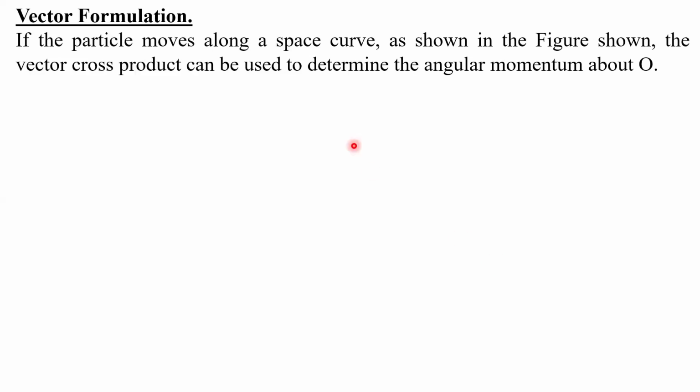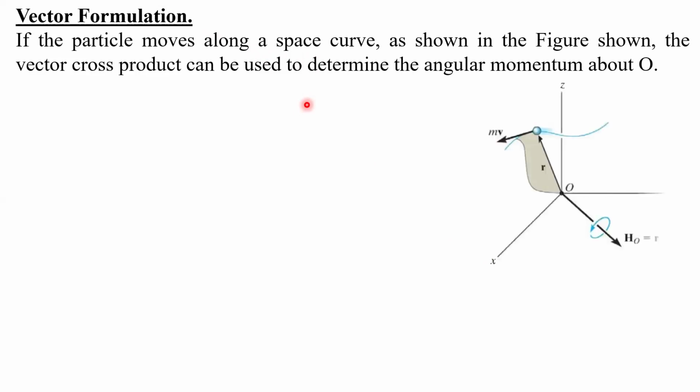So let's now look at vectoral formulation of angular momentum. If the particle moves along a space curve, as shown in the figure, the vector cross product can be used to determine the angular momentum about O. The particle here now is not moving in the XY plane, but in the XYZ space. That is, the particle is not moving in a flat plane, but it's moving in three-dimensional space.